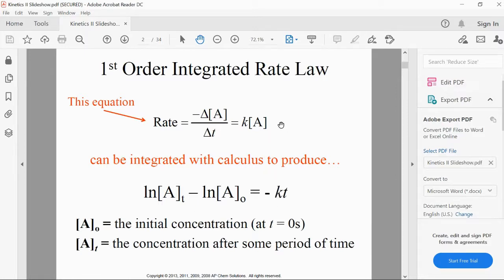And you don't have to know how to get from here to here because this guy is on your formula chart. So on your formula chart, you will find natural log [A]t minus natural log [A]0, where the subscript 0 means not or initial, equals negative kt. So where [A]0 is the initial concentration, or the concentration where time equals 0, and [A]t is the concentration after some period of time. And of course, t would be whatever that time period was.